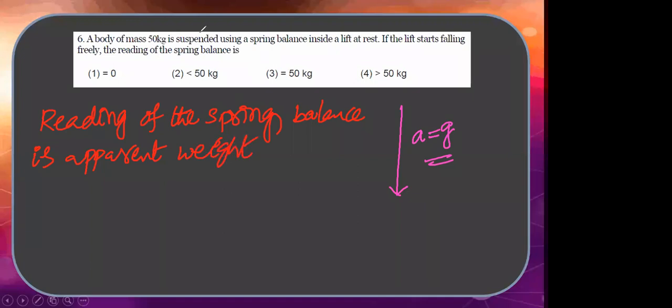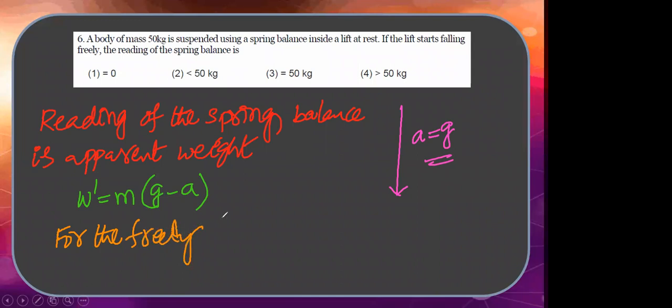Apparent weight of the body is 0 if it is moving down with an acceleration, moving down with uniform velocity, or freely falling, both will be there. Then apparent weight is equal to M into (G minus A). For a freely falling body, we'll take that acceleration A is equal to G.